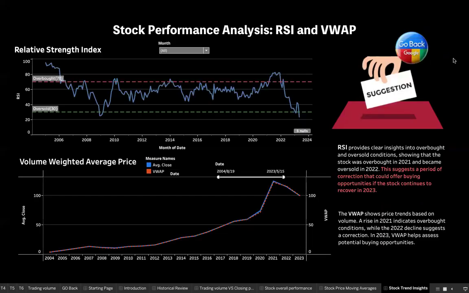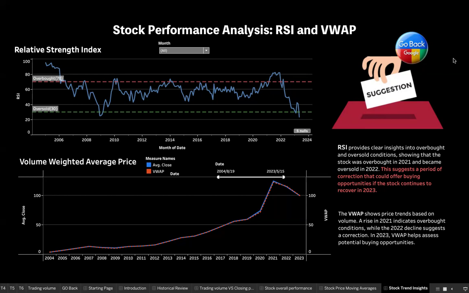So I will be presenting a stock performance analysis using two important technical indicators. One is the relative strength index and the other is the volume weighted average price. Those metrics will help us evaluate the stock's overbought and oversold conditions, guiding potential investment opportunities.